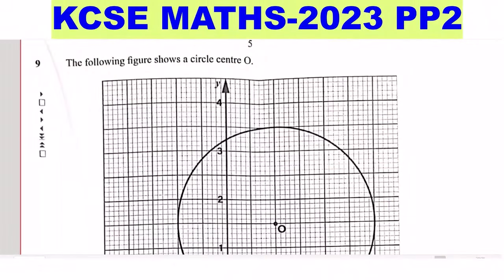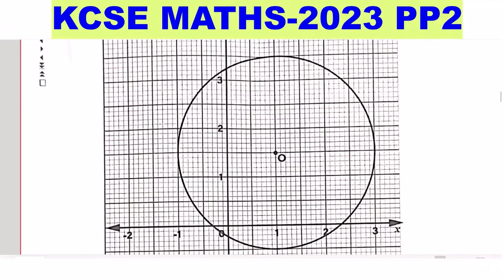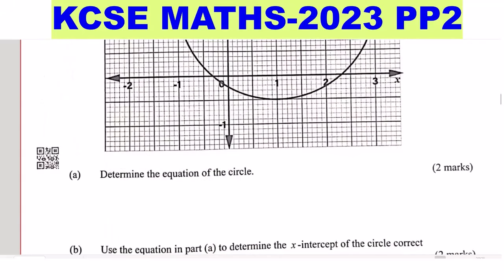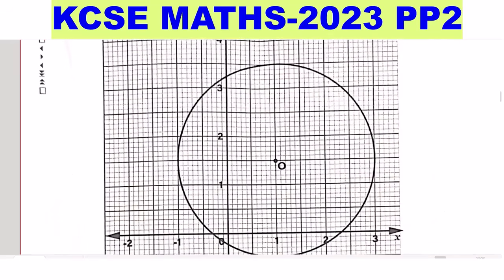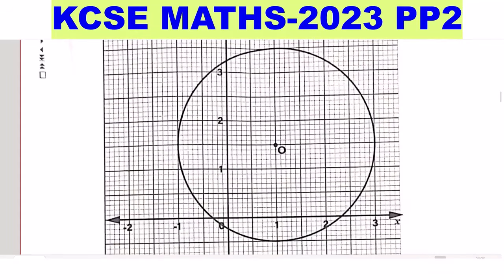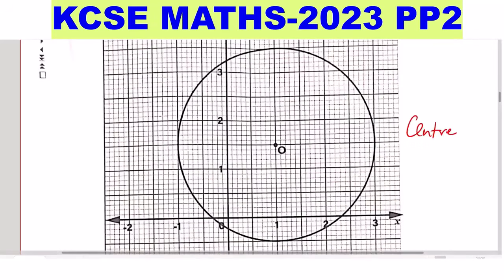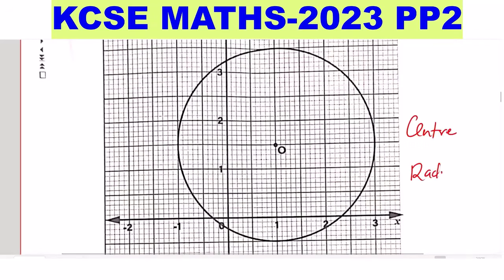Question 9. The following figure shows a circle, center O. Part A. Determine the equation of the circle. So look at this circle. For us to get the equation of the circle, we need to have the center and the radius.